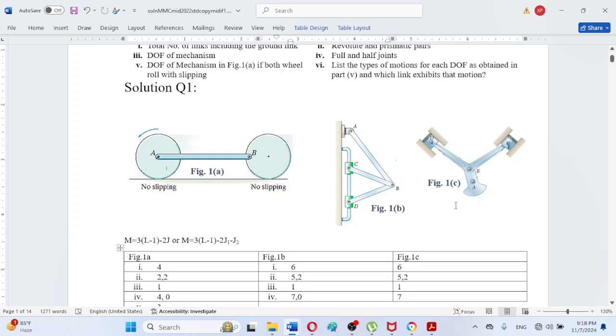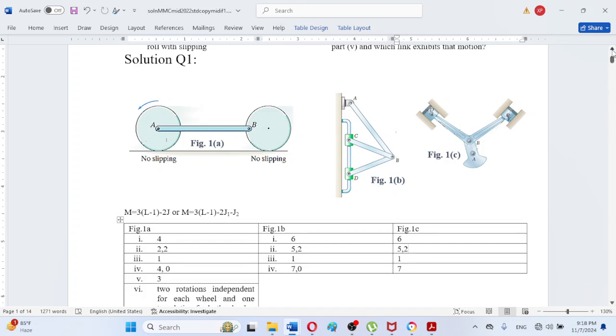Similarly, in figure 1c, as we can observe, there were a total of 5 revolute and 2 prismatic pairs, and their sum is the total full joints. So 7 full joints, and there is no half joint because there is no roll-slide, or slot or pin connection, and there is no point or line contact.